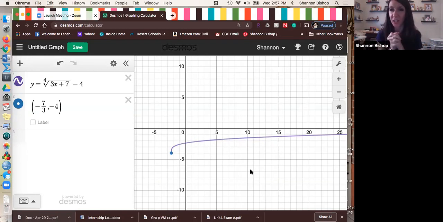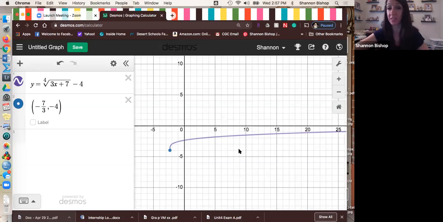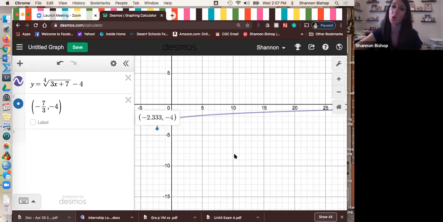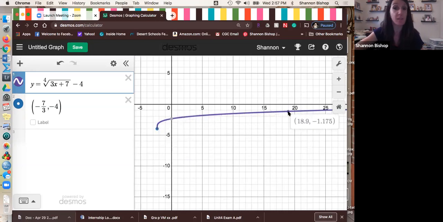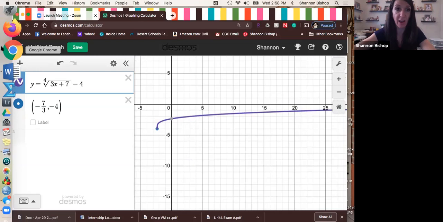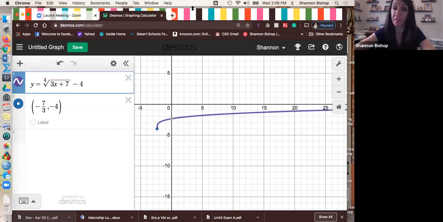What about your range? Now that you have this nice holistic view of the graph, you know exactly where the starting point is. Where's the range of this purple graph? Well, it seems to be everything above -4. That dot right there is at -4, right? And the graph is everything above that mark. So your range is everything above -4.